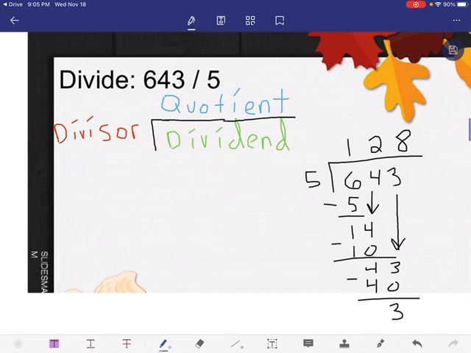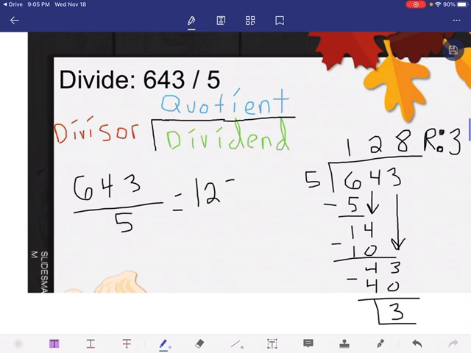One is we're just going to box this off and say that we have a remainder of 3. The other option is that you can start adding zeros to find the decimal for this number, but we're just going to stick with the remainder. So we would say that our answer, or our quotient, 643 divided by 5, is going to be 128 with a remainder of 3.